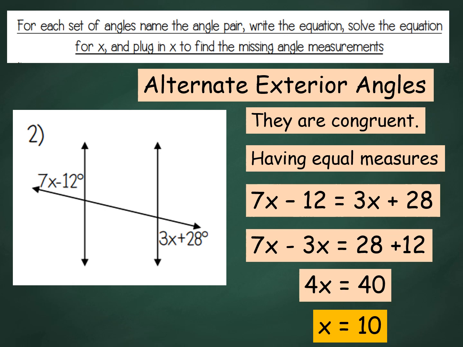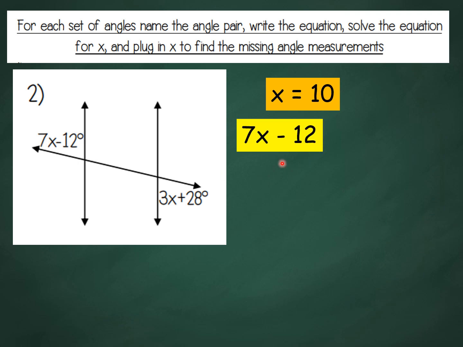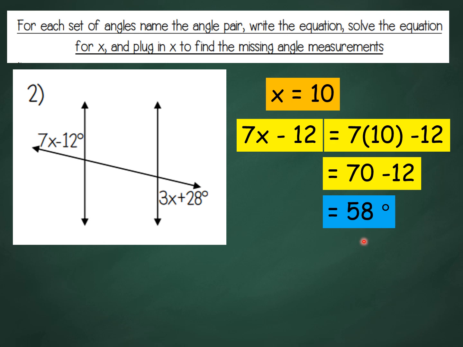Ngayon, gamit yung value na yan, substitute na lang po natin. So, I'll repeat, isa-substitute natin yung nakuha nating value ng x, which is 10, doon sa ating mga expressions. So, we have 7x minus 12. So, substitute natin siya. So, 7 times 10 minus 12. So, we have 70 minus 12 is 58 degrees. So, yung una, we have 58.